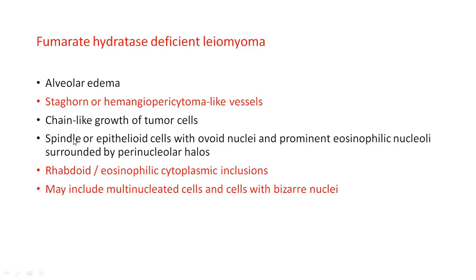Other important features include the rhabdoid or eosinophilic cytoplasmic inclusions, which are not present in the leiomyoma with basal nuclei, and they may have multinucleated cells with basal nuclei. Other features include alveolar edema, which can be seen in other entities as well. They have a chain-like growth of tumor cells, and they have spindle or epithelioid cells with oval nuclei and prominent eosinophilic nucleoli, which are surrounded by perinuclear halos.